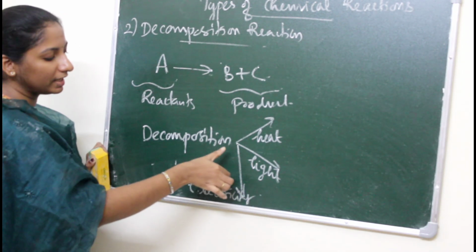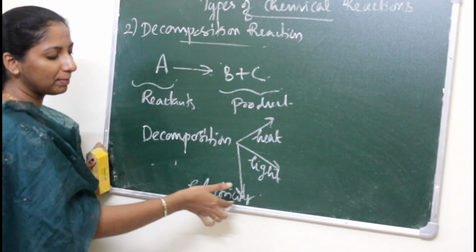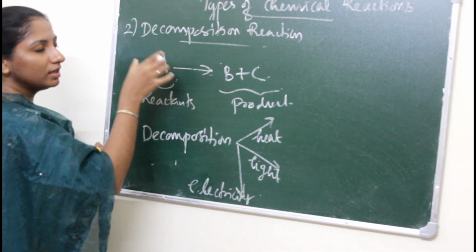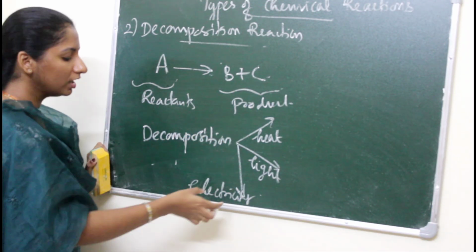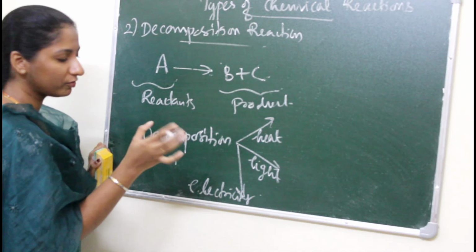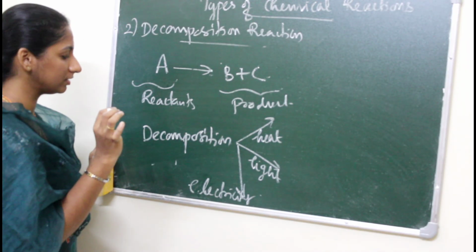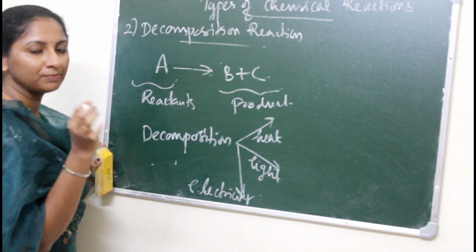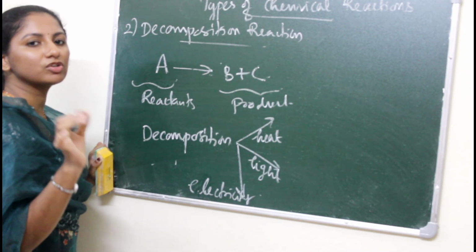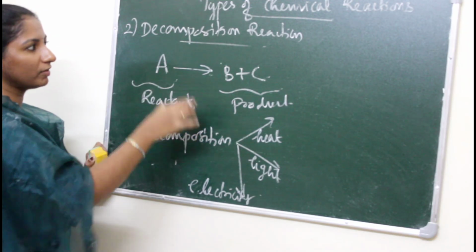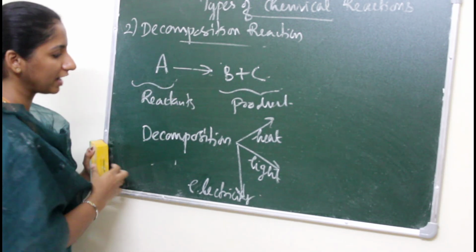And there is another type of reaction, that is by application of electricity. For a single reactant we apply electricity, then we get two or more products. We can call that type of reaction electrolysis, or decomposition by electricity. An example of decomposition by electricity is mainly electrolysis of water. So that's all about the introduction to decomposition reactions.